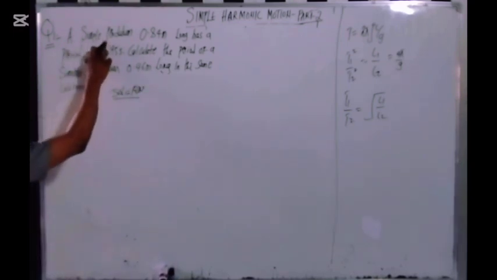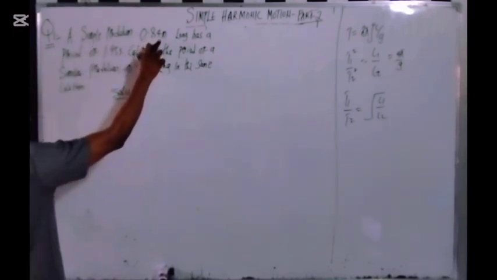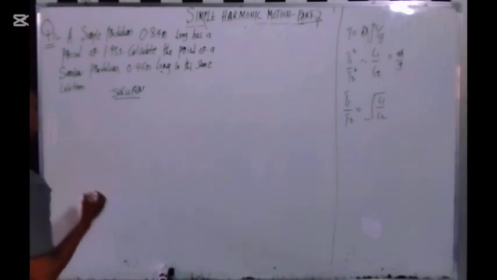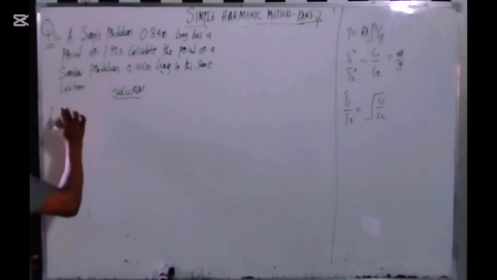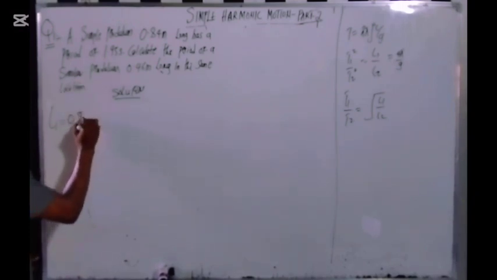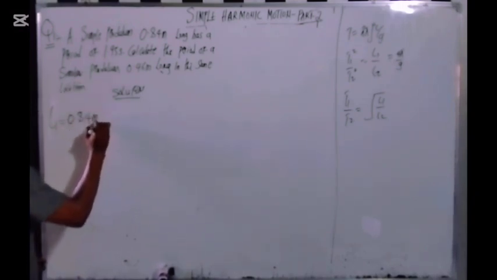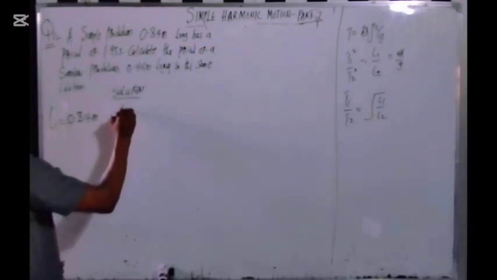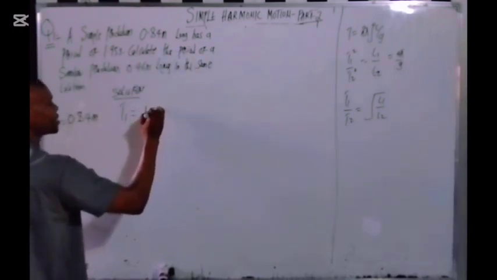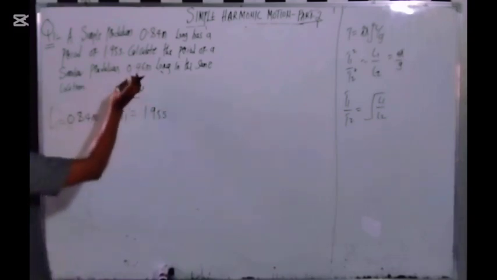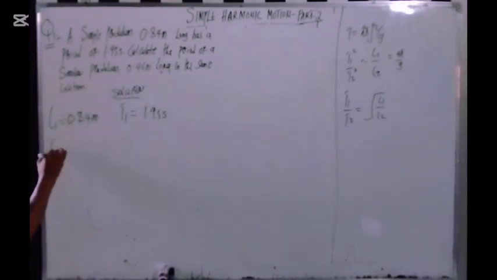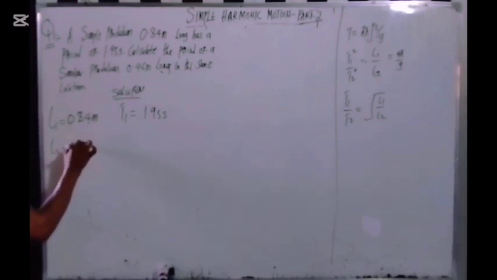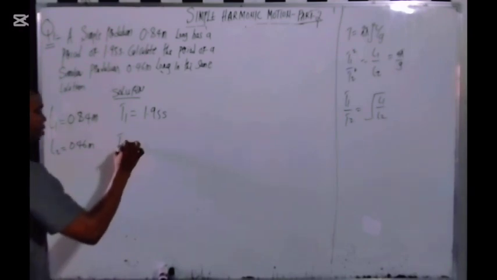Now you have a small pendulum 0.84 meter long. That is going to be L1, the length 1. So L1 equals 0.84 meter, and its period is T1 equals 1.95 seconds, right? Calculate the period of a similar pendulum, where my L2 equals 0.46 meter long.